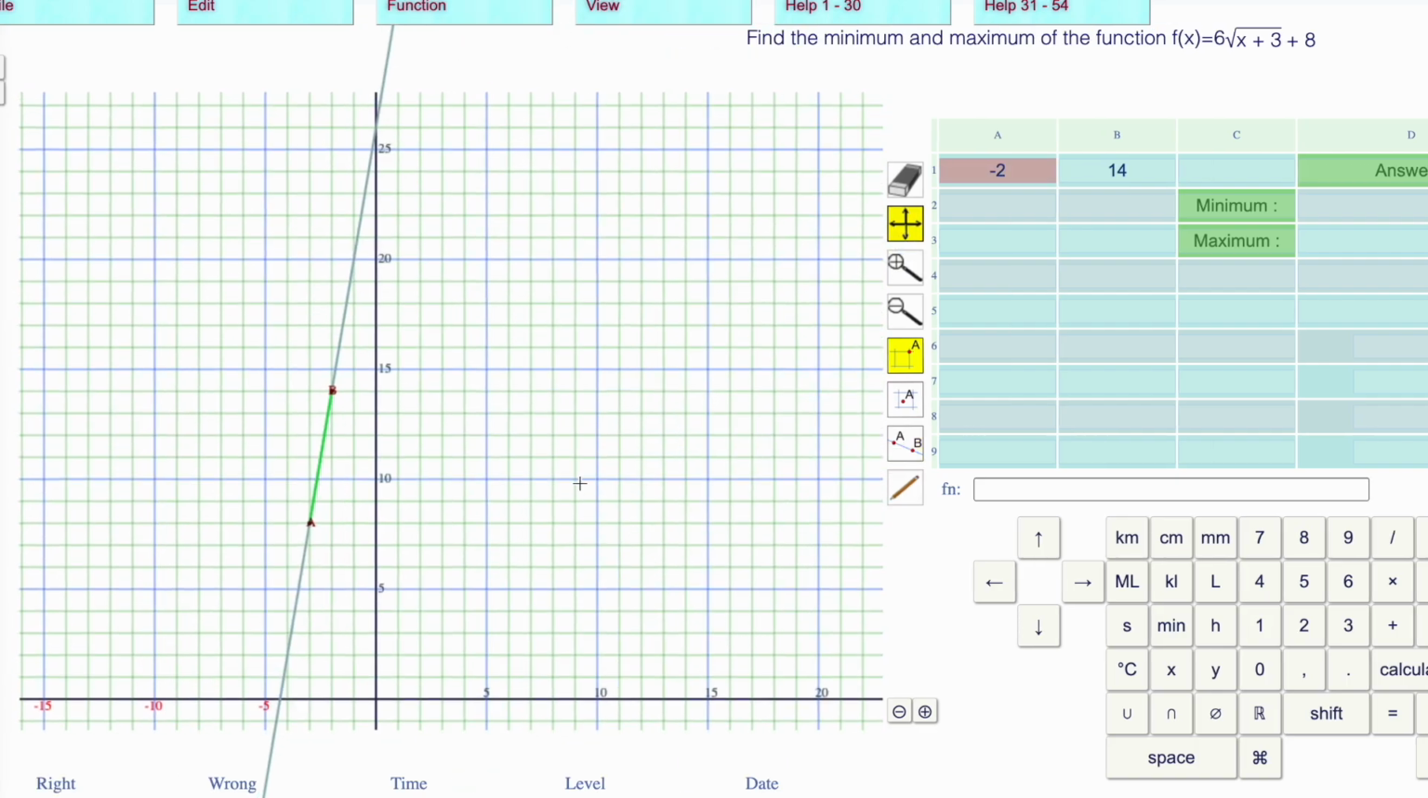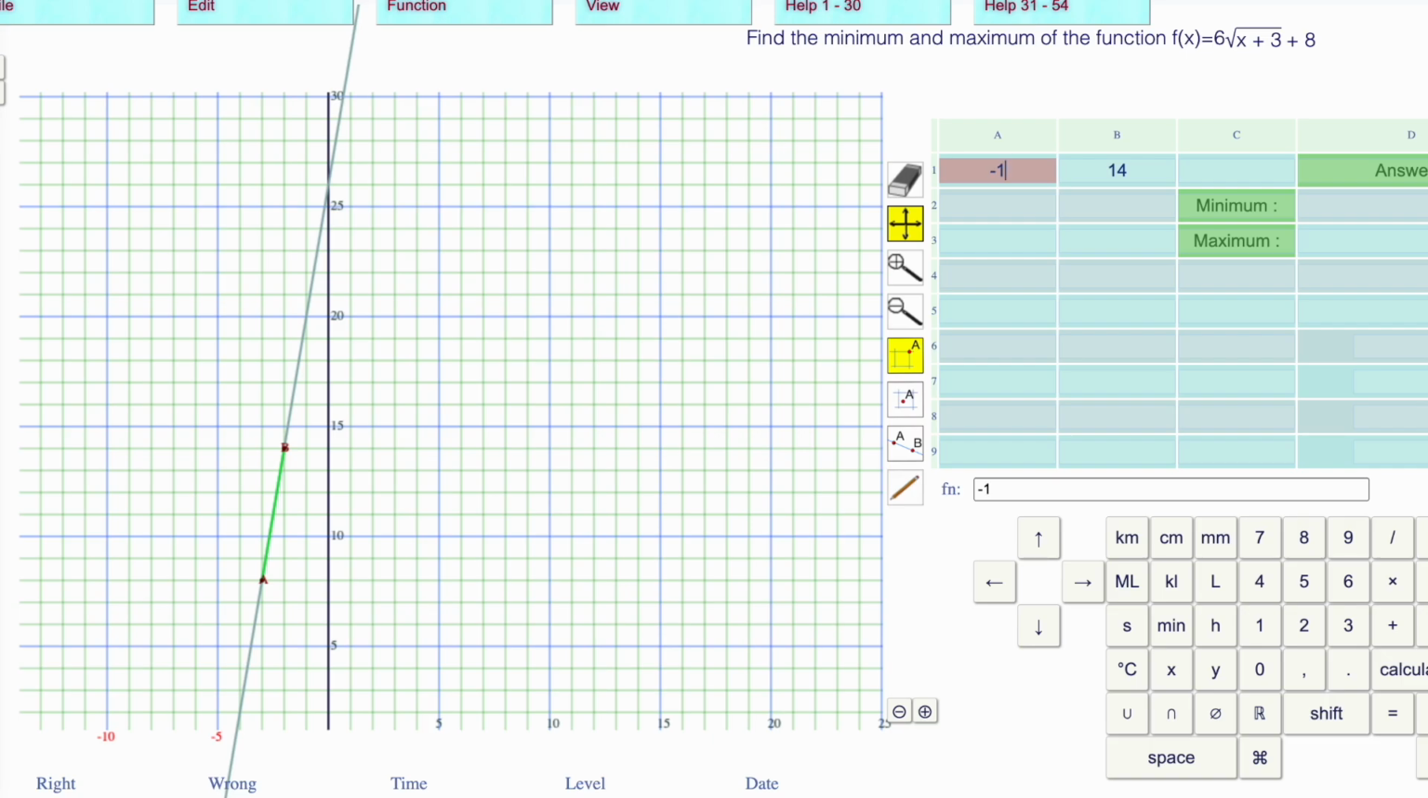So negative 2, 14, and it's going to be curving this way. It looks like a straight line because we've only plotted 2 points. Negative 1, decimal. How about 0? Decimal. How about positive 1? We get 20, which is here. It's curving this way, and it's going to keep going that way.